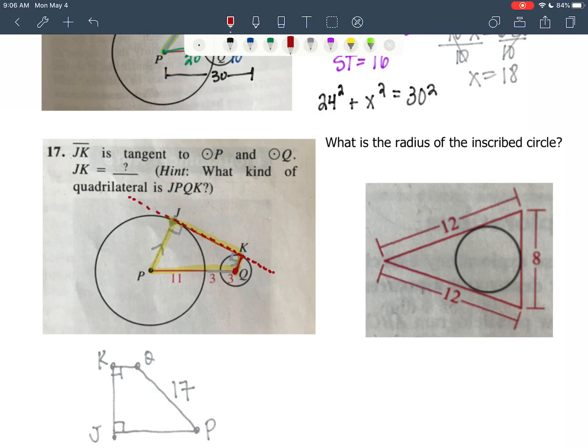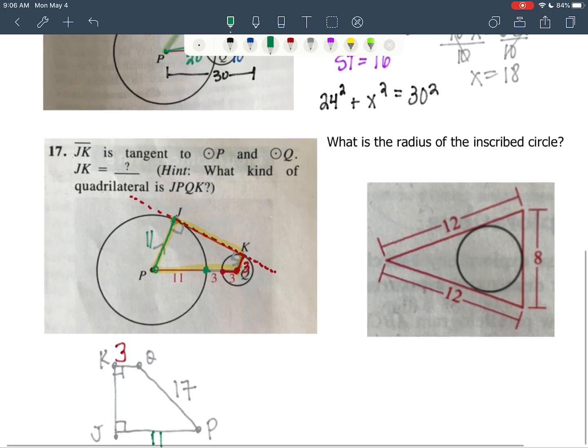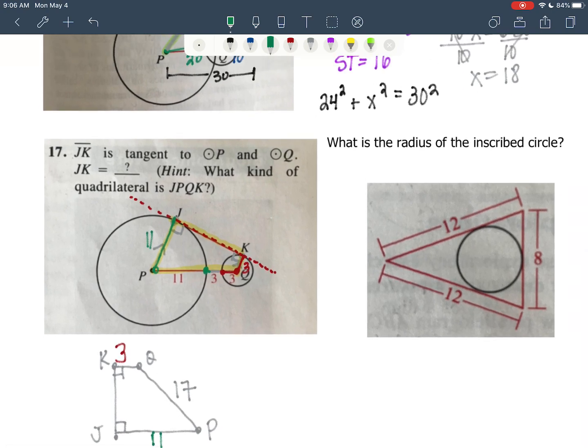If the radius is 3 here, then KQ is going to be also 3. So that's good, that's good. And then if P to this point, which is a radius, is 11, that means P to J is going to be 11. So P to J will be 11. So that's very nice.